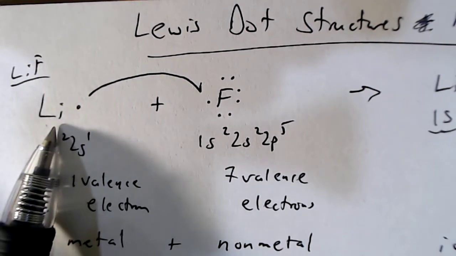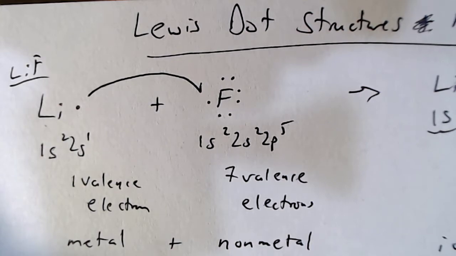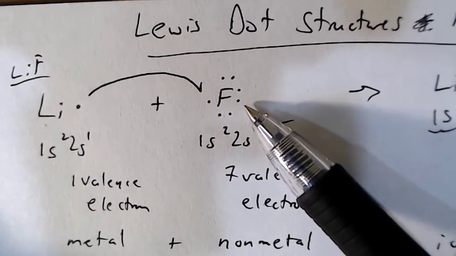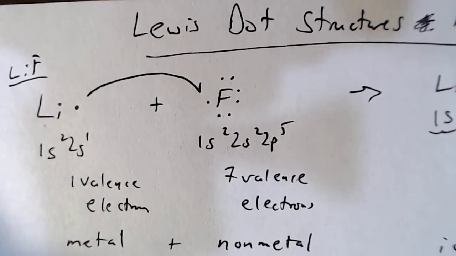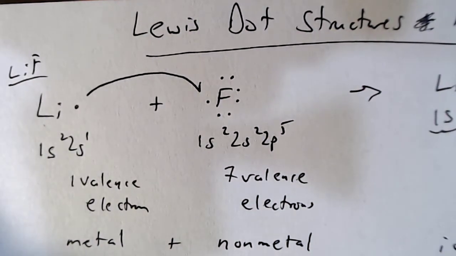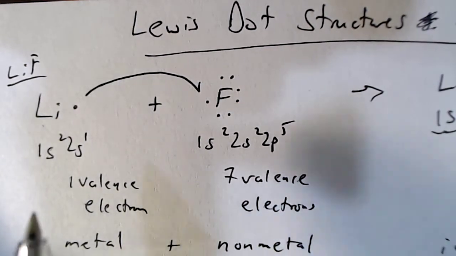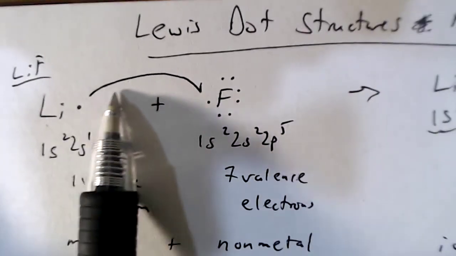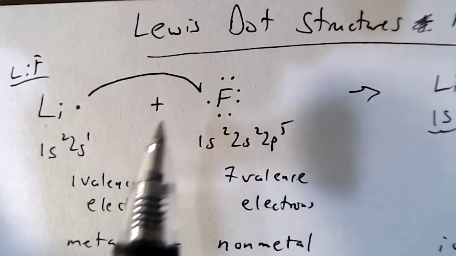So we have a metal reacting with a nonmetal, and they have a very large difference in electronegativity. Nonmetals are more electronegative than metals, so they pull electron density towards them significantly more. So when you have a metal and nonmetal together, that significant difference in electronegativity will result in a transfer of electrons from the metal to the nonmetal.